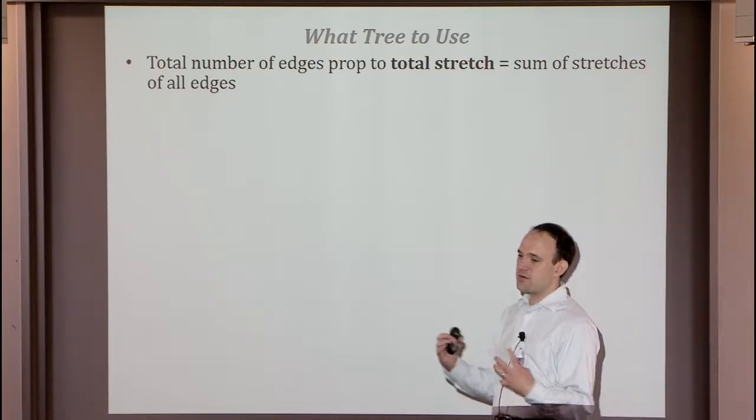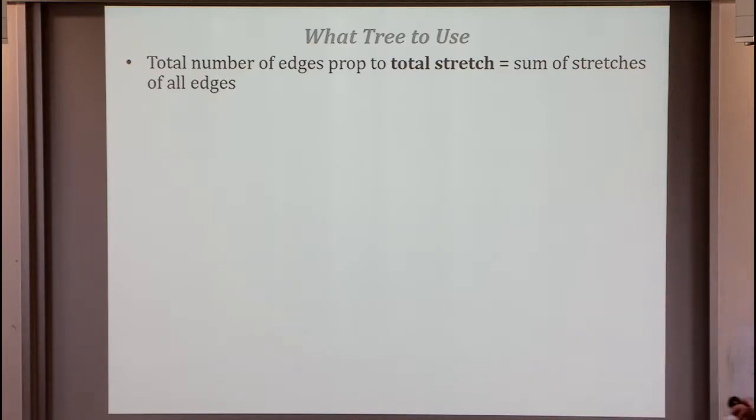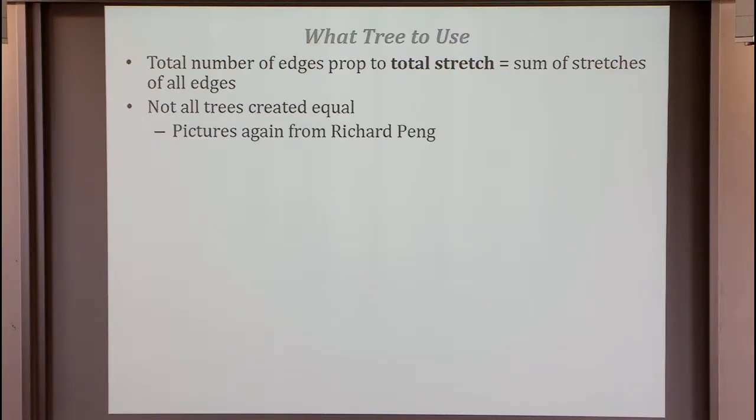So the total number of edges that we're going to end up sampling, if we think about the probabilities that we computed before, is going to be proportional to the total stretch, right? Edges get sampled proportional to their stretch. So the total number of edges is proportional to the sum of all of the stretches. And not all trees are equal.